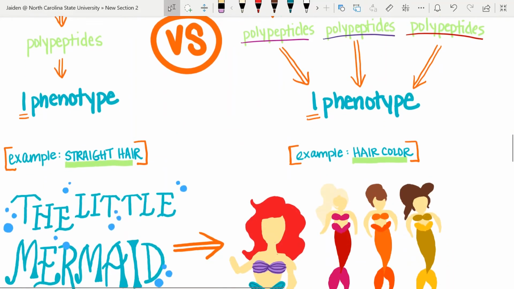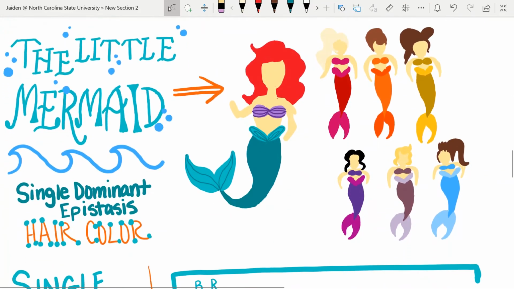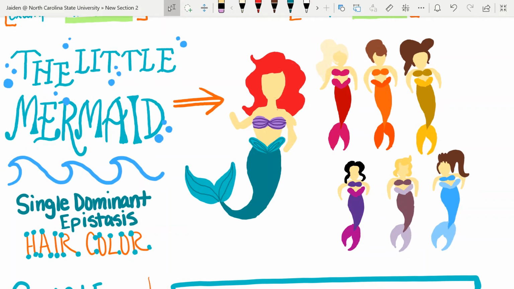Now that we have a better idea of epistasis, we are now going to go over one of the 6 modes. Using the story of the Little Mermaid, as we all know, Ariel has 6 other sisters, and as you can tell from my drawing, they each have different hair colors, some with blonde, others with dark, and of course Ariel with red hair. How can 7 sisters who will have the same 2 parents have 3 different hair colors?